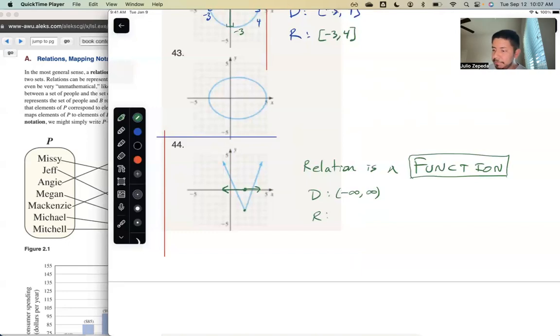What's the range? Well, for the range, we map this onto the y-axis. If you continue to map all of these points onto the y-axis, it's going to be the set of points like this with an arrow on top. That means it continues to go up. And so what is that set? -3 to infinity. Okay.